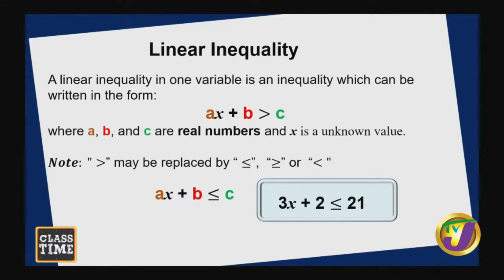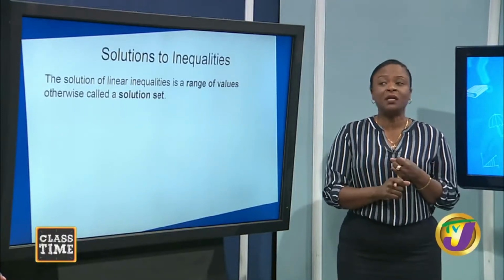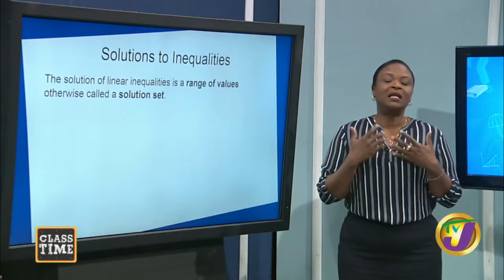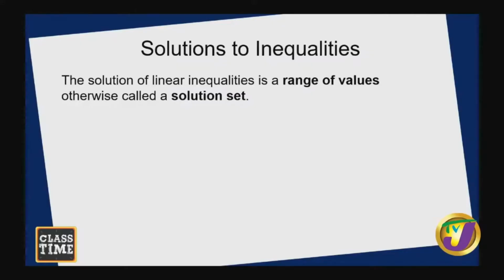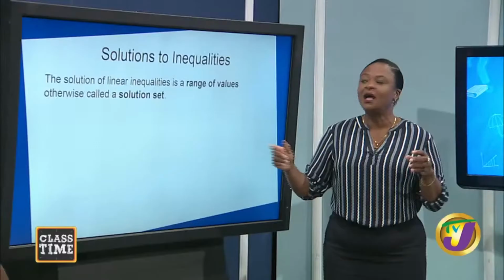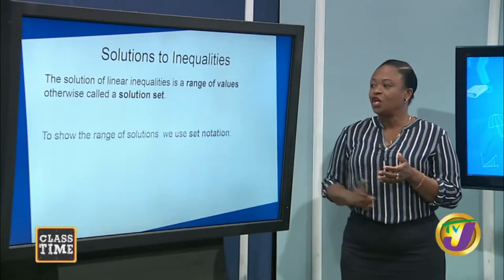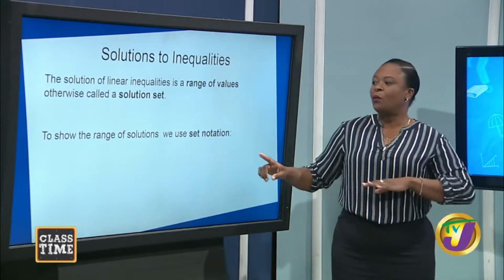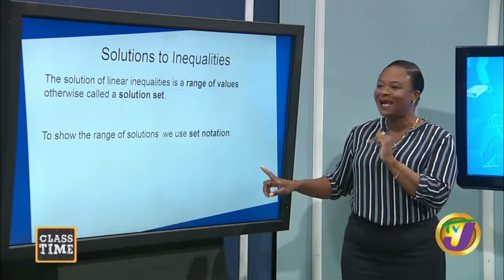So, working with those examples, we now understand and can appreciate the symbols and how linear inequalities are represented. Now we're going to look at the solutions. The solutions for linear inequalities are a range of values, a set from one start point to another, otherwise called a solution set.